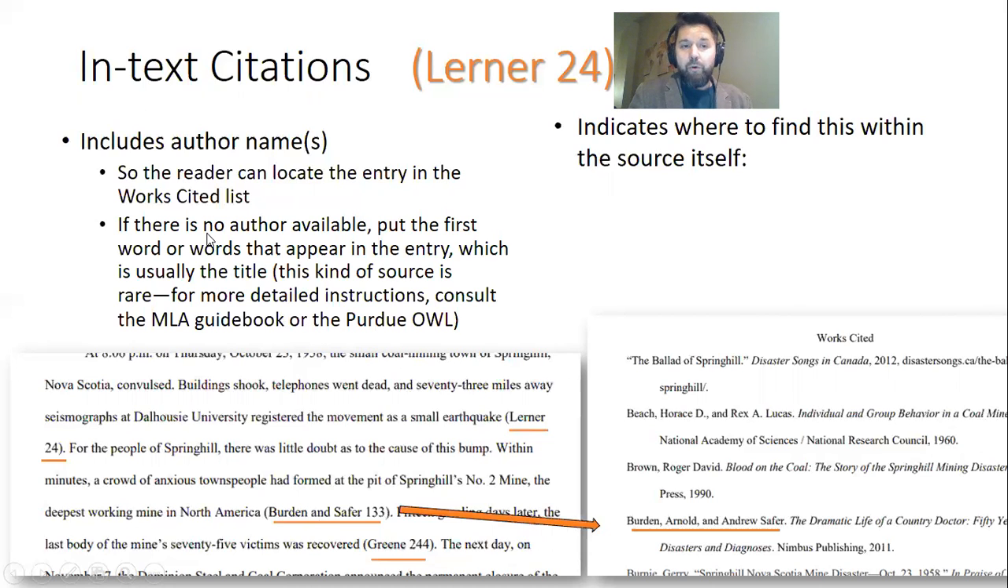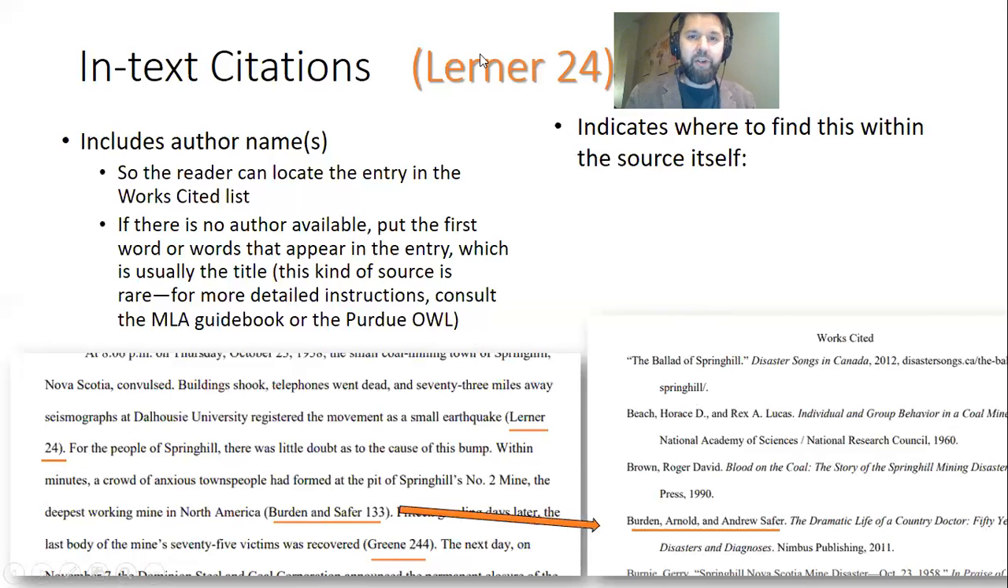If there's no author available, which sometimes happens, then you put the first word or words that appear in the entry, which is usually the title. You'll notice we don't have any examples of that here because it's not standard. It's pretty rare to have a source without an author. But for example, say this is The Ballad of Spring Hill. The in-text citation would be parentheses, and inside the parentheses would be quotation marks and then the ballad, and that would be enough. You wouldn't have to put the whole Ballad of Spring Hill. It's just enough information that it doesn't clutter up the text, but the reader can go to the works cited list and find what they need to find.